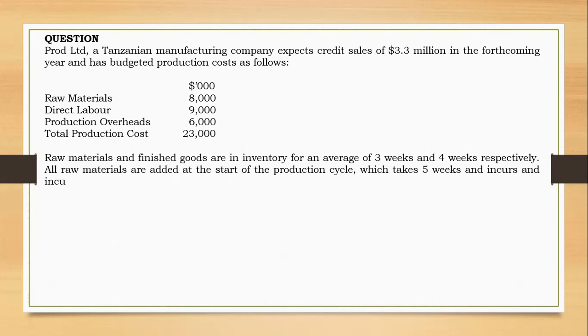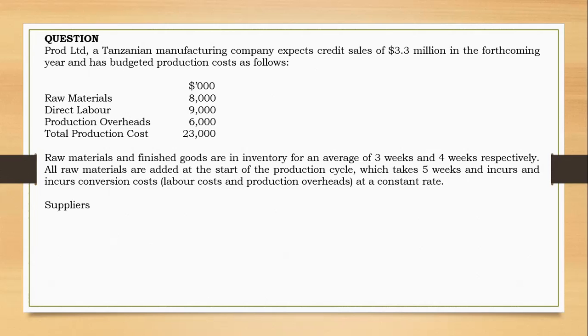Then all raw materials are added at the start of the production cycle, which takes 5 weeks, and incurs the conversion costs, which are labor and the production overheads at a constant rate. All right, so we are given the information about the raw materials added at the start of the process, which take 5 weeks. So the time of production means the work in progress holding period. But for work in progress, you have to be told the percentage completed, and you are not given it. In case it is not provided to you, just presume that it is 50% complete.